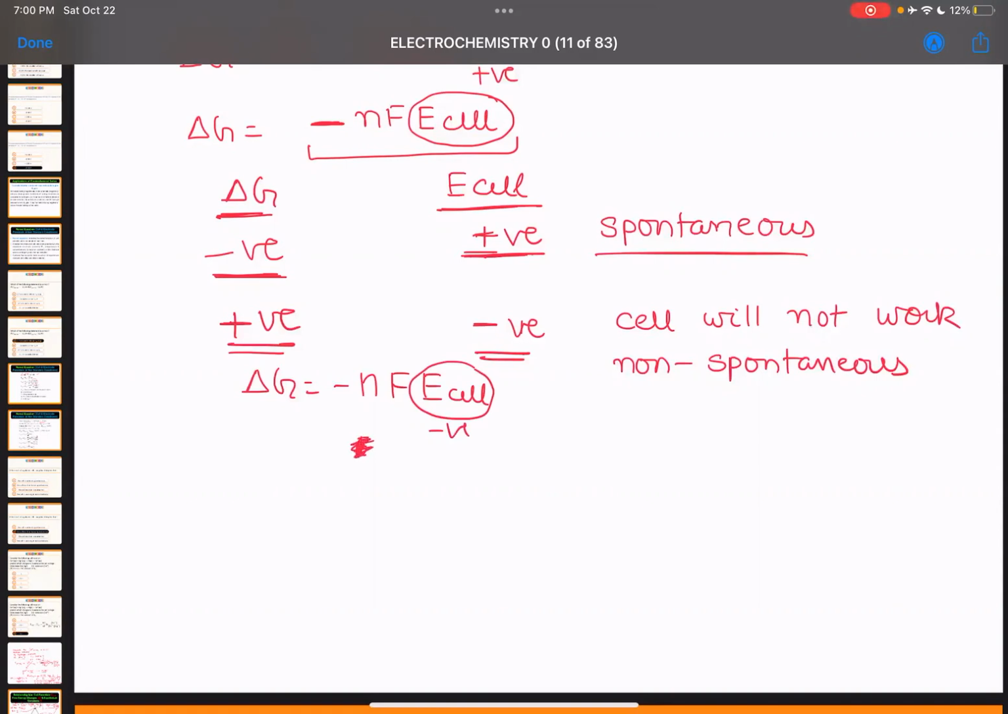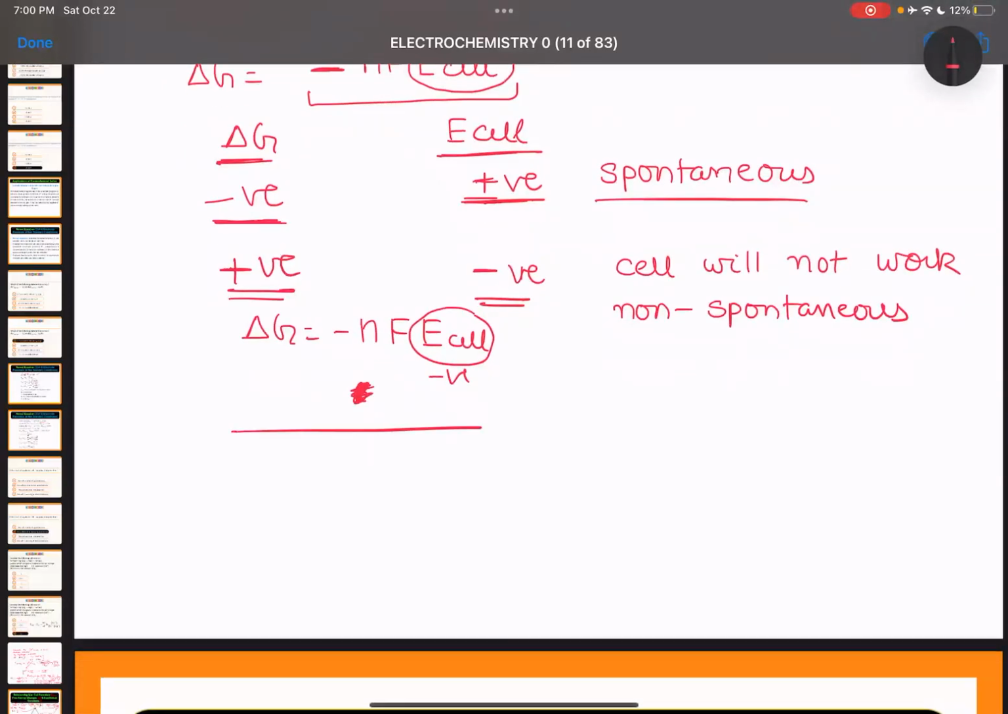So the calculation of delta G will help you to make out how much work you can obtain from a cell. Okay, how much work, and what will happen at equilibrium. What happens at equilibrium? Equilibrium means where the reaction is happening. Is it happening in the forward direction or backward direction? Tell me.